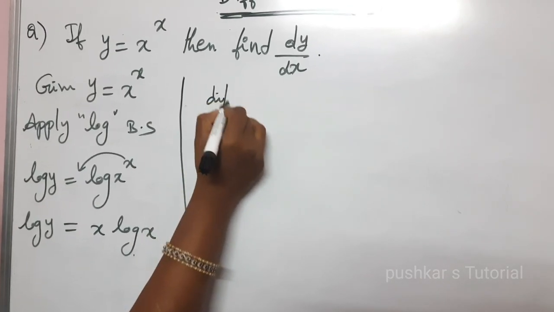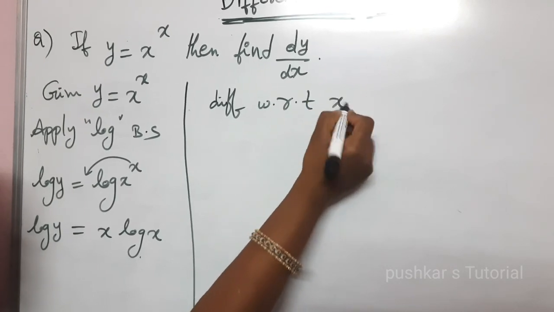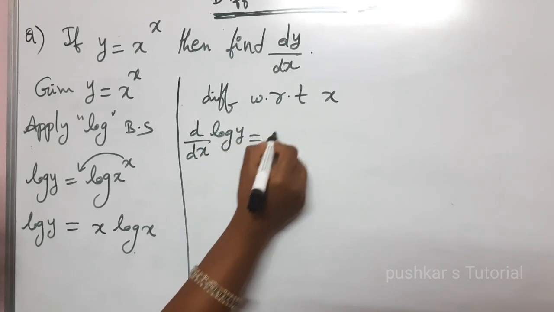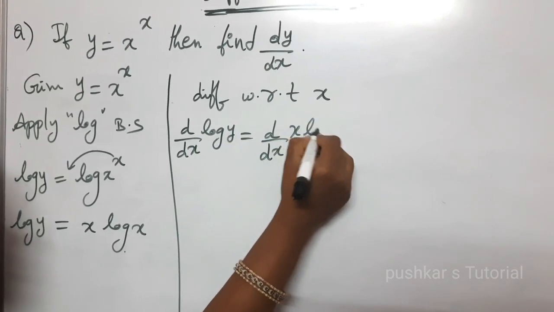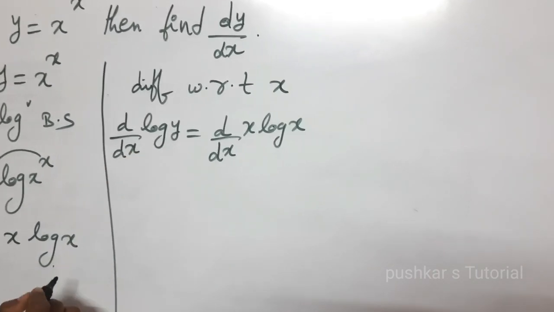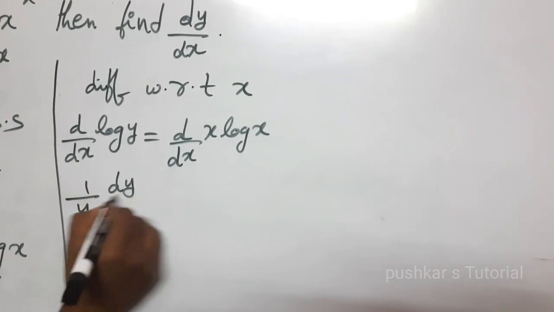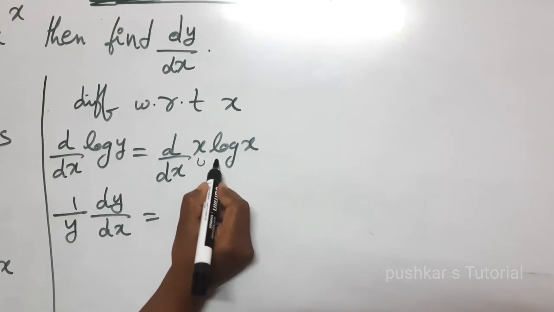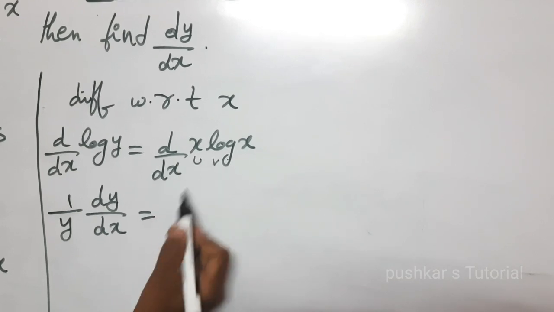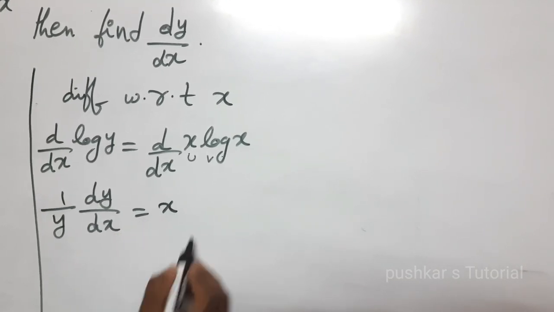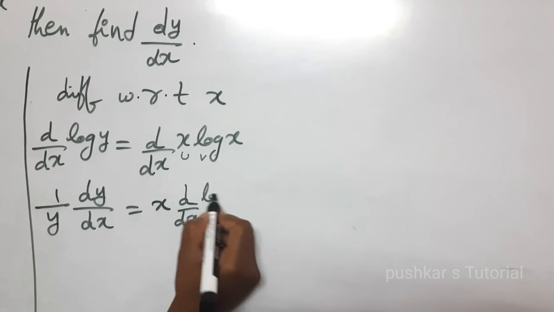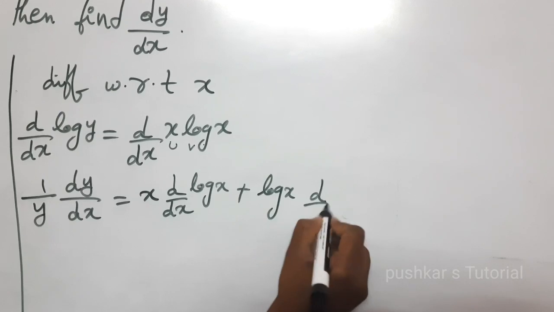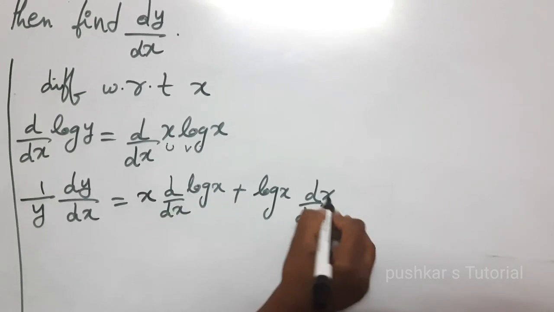Differentiating with respect to x. So on the left side, d by dx of log y is equal to d by dx of x log x. Log y differentiation is 1 by y dy by dx. Now on the right side, x is a variable and log x is a variable, with multiplication in between. So apply the uv concept: u as it is, v differentiation d by dx of log x, plus v as it is, log x as it is, d by dx of u, that means x.